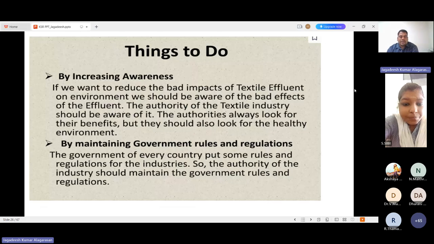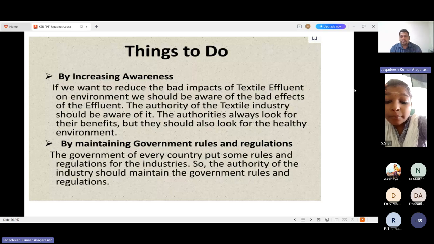So by increasing awareness, if we want to reduce the bad impact of textile effluent on the environment, we should be aware of the bad effect of the effluent. So the authority of the textile industry should be aware of it. The authorities always look for their benefits, but they should also look for a healthy environment.